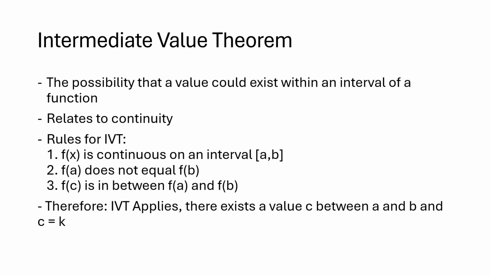Intermediate value theorem. This is a short theorem on understanding how continuity works. It basically says that there's a possibility that a value could exist within some interval of a function, which relates to continuity. There are 3 rules for IVT before it can be applied. F of x needs to be continuous in an interval a to b, f of a does not equal f of b, and some value c, where f of c has to be in between f of a and f of b. If those 3 rules apply, then there exists a value c between a and b where f of c equals some number k.